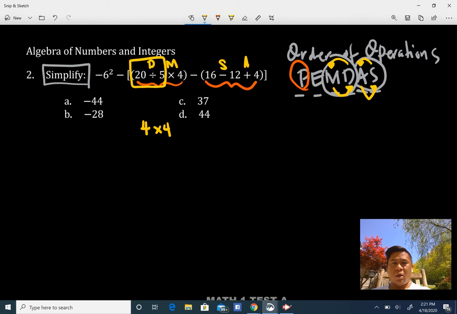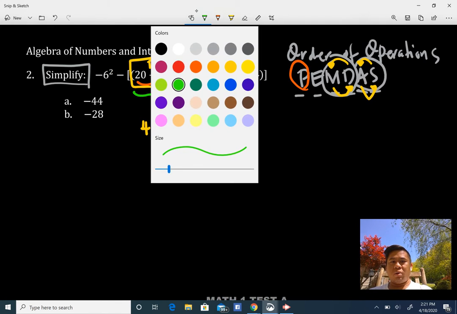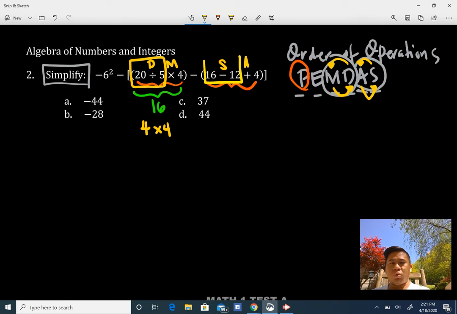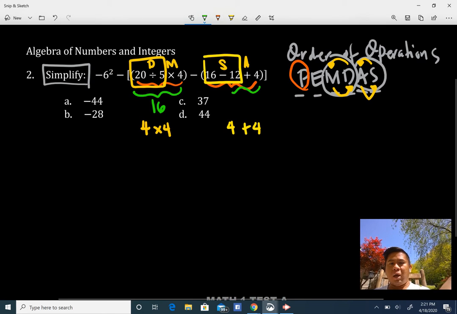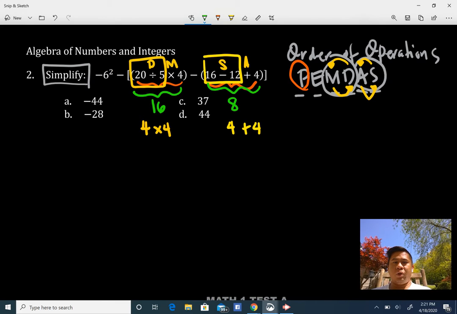So which means that this whole expression inside this parenthesis can be equal to 16. The same with 16 minus 12 plus 4. I should start with 16 minus 12 first, which is 4, plus the 4 on the outside, or the third term. 4 plus 4 will now be equivalent to 8. Therefore, I have solved those inside the parenthesis.